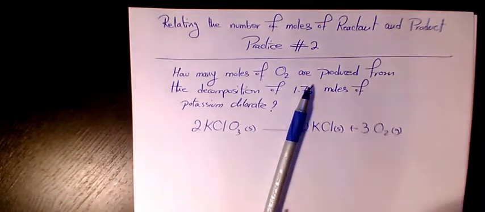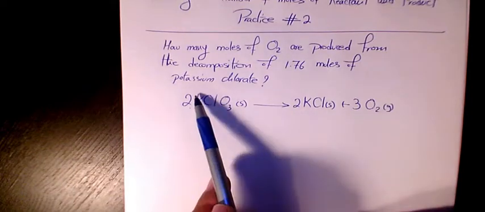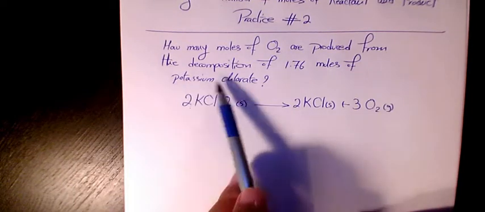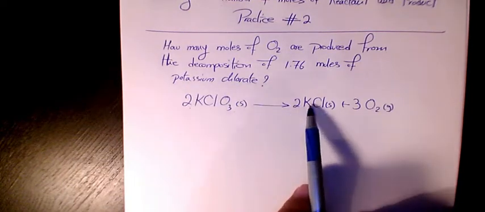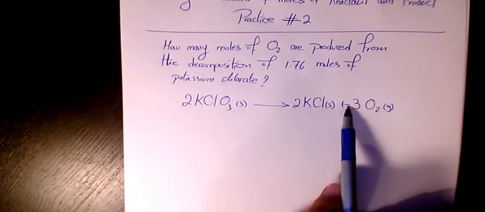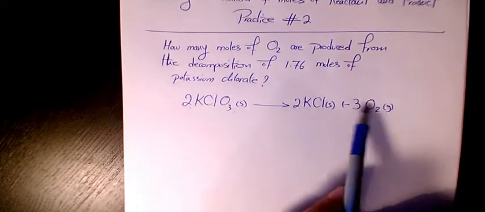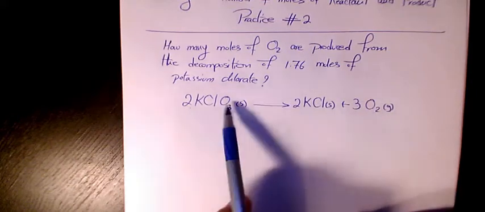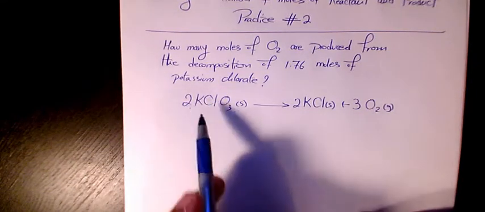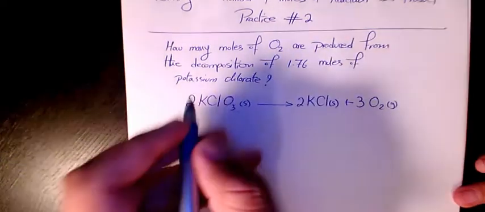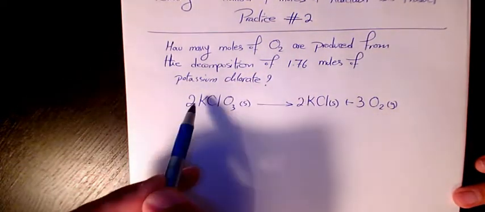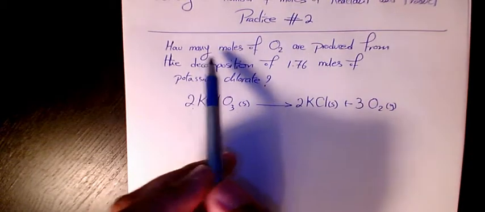The reaction we have here is balanced. 2KClO3, which is potassium chlorate, decomposes to produce 2KCl plus 3O2. Double check if it's balanced. We have oxygen 6 here, 6 here, chlorine 2 and 2, potassium 2 and 2. Great. So now we have the coefficients 2, 2 and 3.